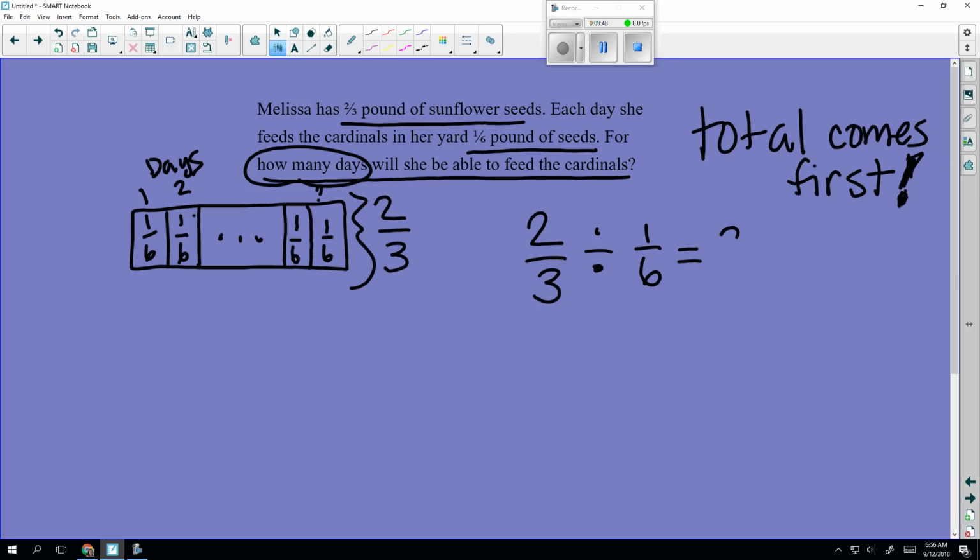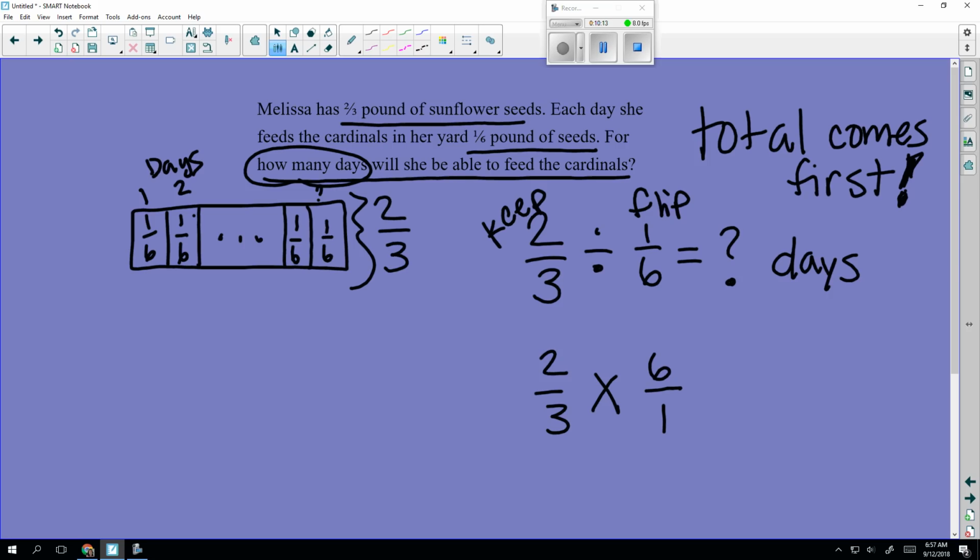And so then we're trying to find this, which is going to be days, right? We don't know how many days that will last. So we do know that instead of dividing, I can actually use the reciprocal to multiply. So I'm going to keep my first fraction, right? We're going to change the sign, and then we're going to flip the second fraction, which is 6 over 1, okay?